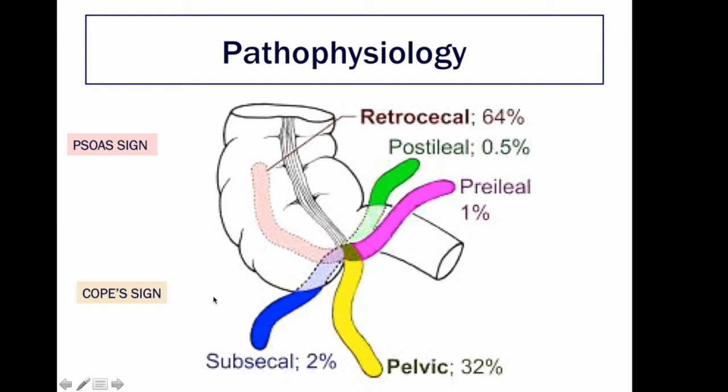With Cope's sign, pain is elicited upon flexion and internal rotation of the right hip. This would be suggestive of an appendix lying deep in the pelvis or retrocecum, causing irritation to the obturator internus muscle. A digital rectal examination isn't indicated. However, if present, it would suggest a pelvic appendix as well.